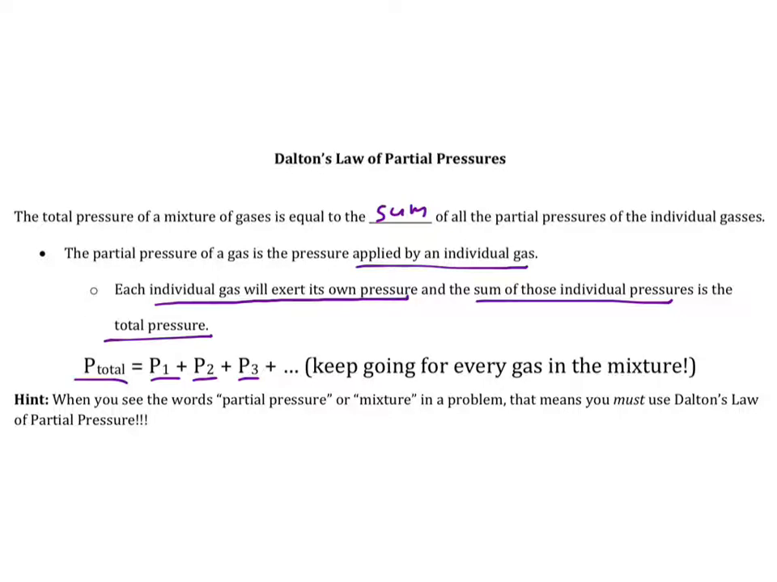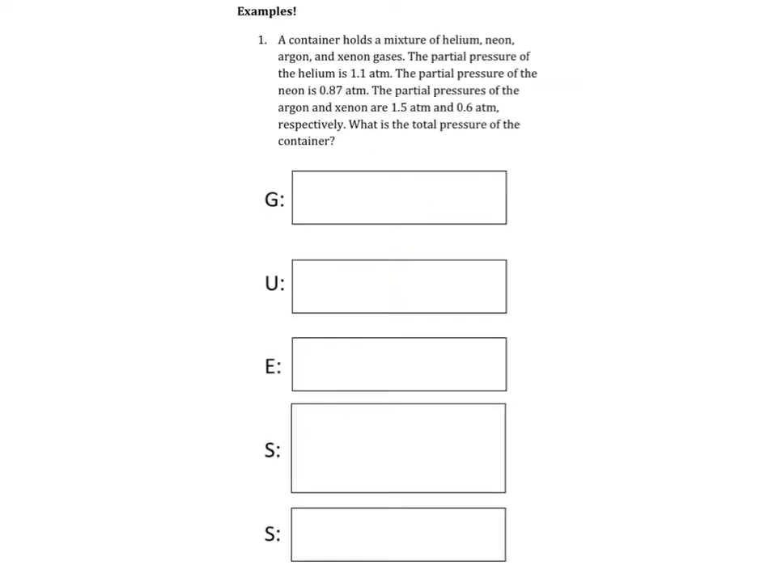The reason why there's the dot dot dot is it depends on how many gases there are. So if you have a mixture of 2 gases, you're going to have 2 partial pressures. If you have a mixture of 4 gases, you're going to have 4 partial pressures. If you have a mixture of 10 gases, you'll have 10 partial pressures. And so one hint when you're reading a problem is if it uses the word partial pressure at all, it's going to be Dalton's law of partial pressure. All right, so let's go ahead and take a look here.